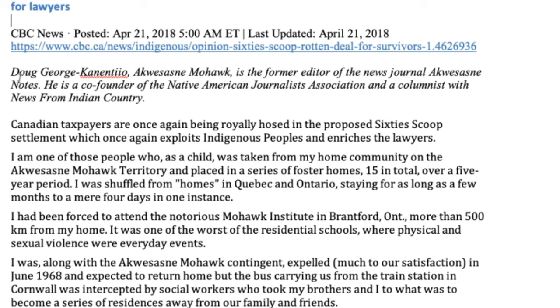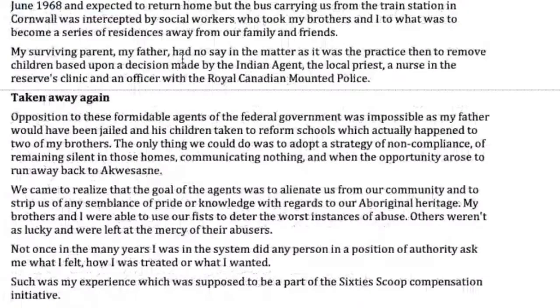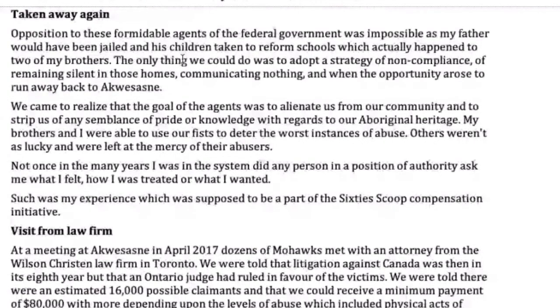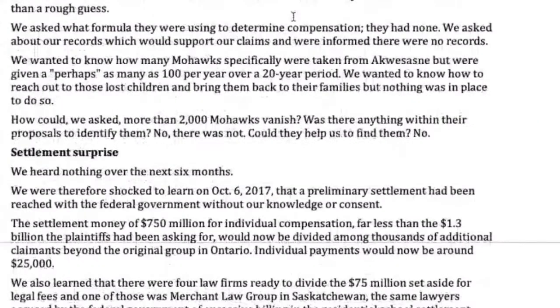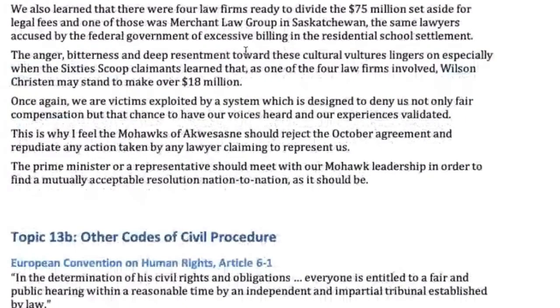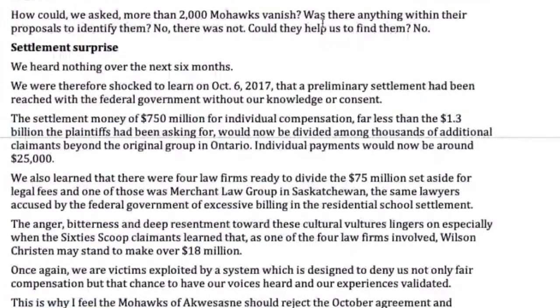So this article was written by George Kanentiio, who this happened to, and there was a class action brought against the federal government and against various children's aid societies on the basis of this. And the class action received a quite generous settlement, many people thought, of $750 million. $1.3 billion was sought.